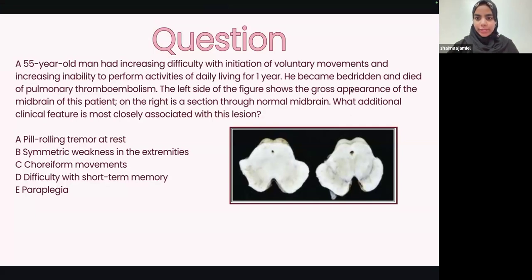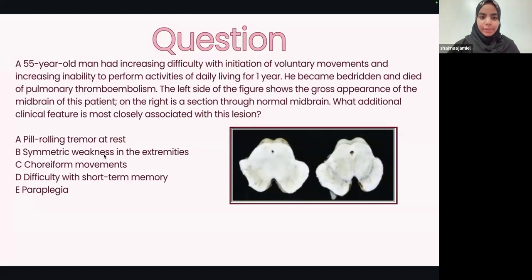Okay, so I see people saying A. So what does the patient have? And what do you see on the image? Okay, Parkinson's. And what do you see on the image? What's abnormal in here? Yep, exactly. So it should be pigmented. This is the substantia nigra, and here, as you can see, it's not as pigmented.